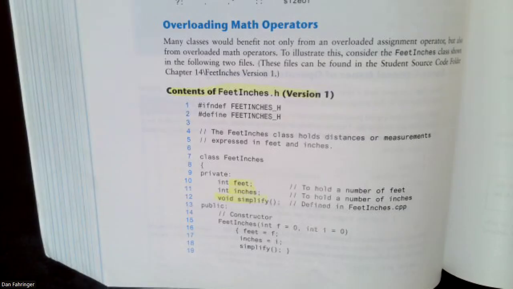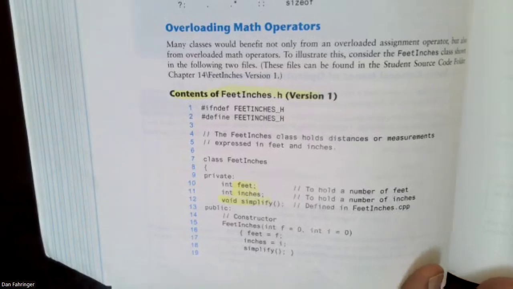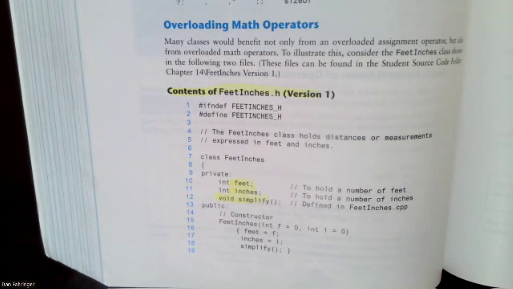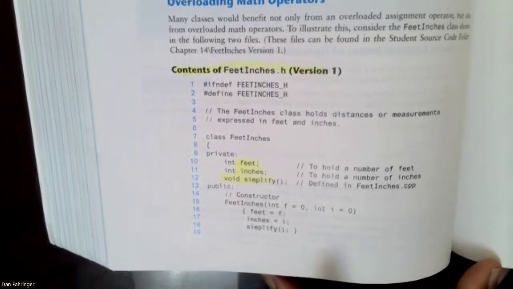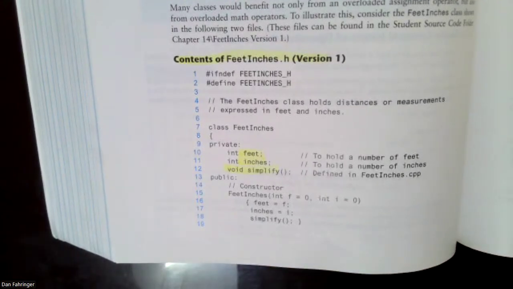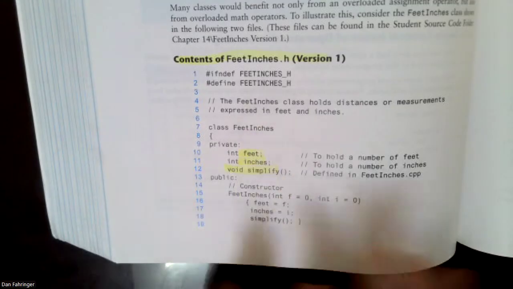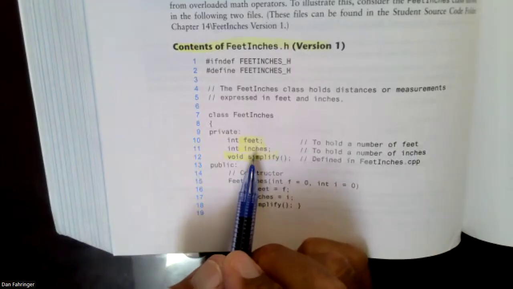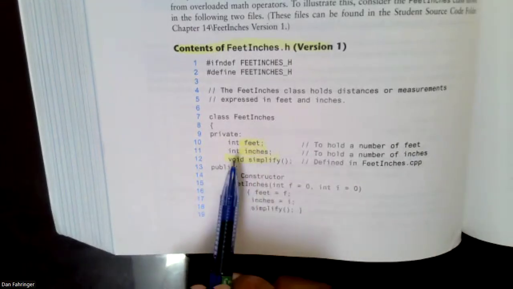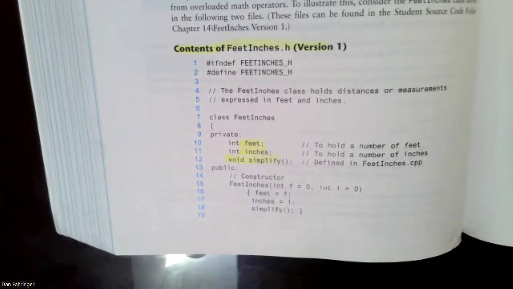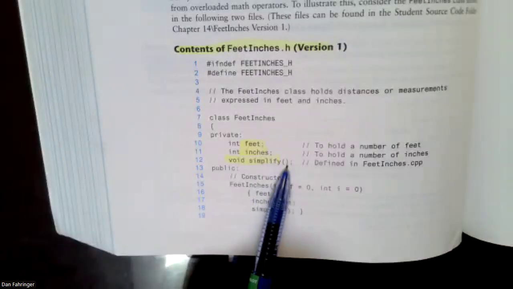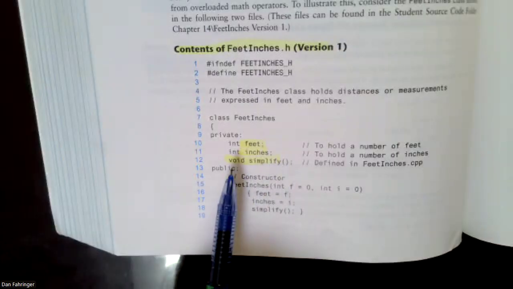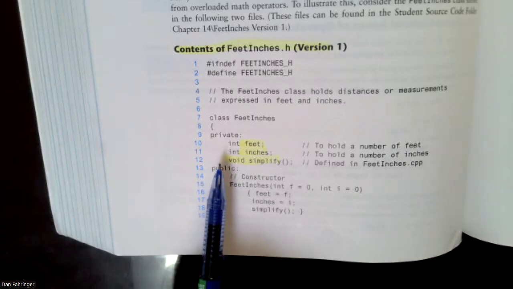All right, starting with the specification file, checking out my members, my variables. I have feet, inches, and I have a private function called simplify. We haven't seen that much. We haven't done it that often. Simplify is nothing's going in, and it's a void method.